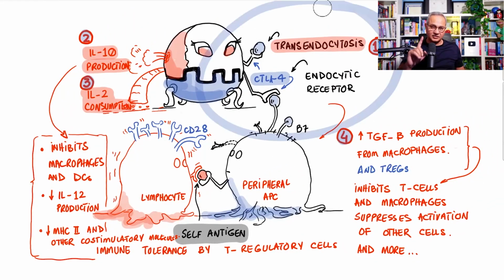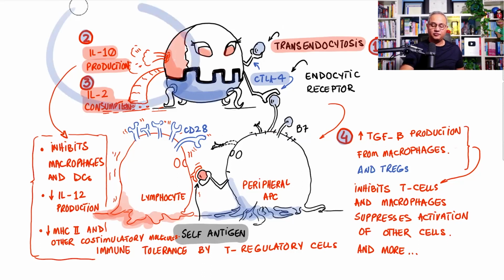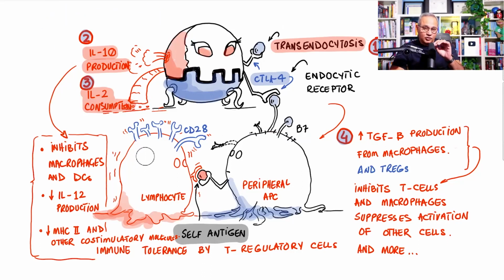So that's one mechanism. Second mechanism, if you arrive on the left side, regulator T cells can produce interleukin 10. Remember, T helper 2 can produce interleukin 10. These dendritic cells or antigen presenting cells themselves can produce interleukin 10. And of course, regulator T cells produce interleukin 10, chemical substances. What is the function of the interleukin 10? The function of interleukin 10 is to act on the macrophages and dendritic cells and reduce their function.